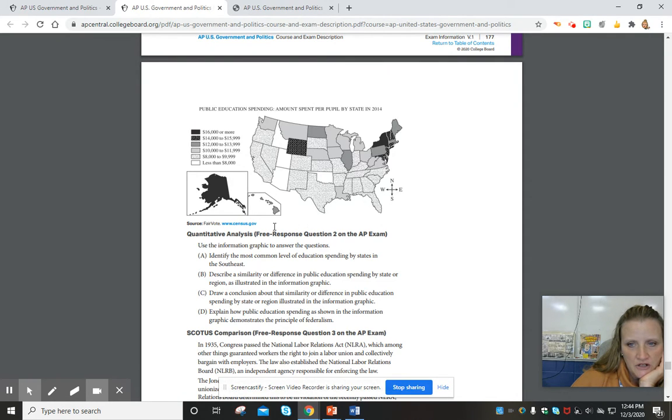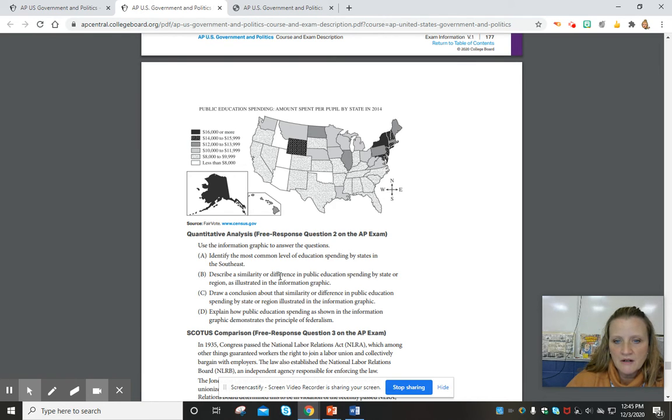All right, you'll have to know the type of spending. That's something we'll look at when we get to policy. But use the information. It says identify the most common level of education spending by states in the Southeast. So how much do they spend on education per pupil? $8,000 to $10,000 per pupil.